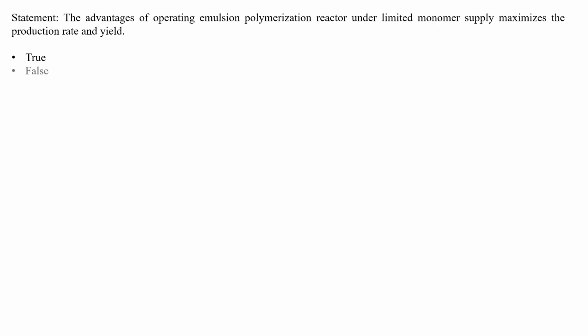Then we have the advantages of operating an emulsion polymerization reactor under limited monomer supply maximizes the production rate. You can clearly see that the statement is incorrect, because other factors are also included in this. Since the monomer supply is limited, you cannot maximize the yield. Yield will be limited, but the distribution form will be quite controlled.